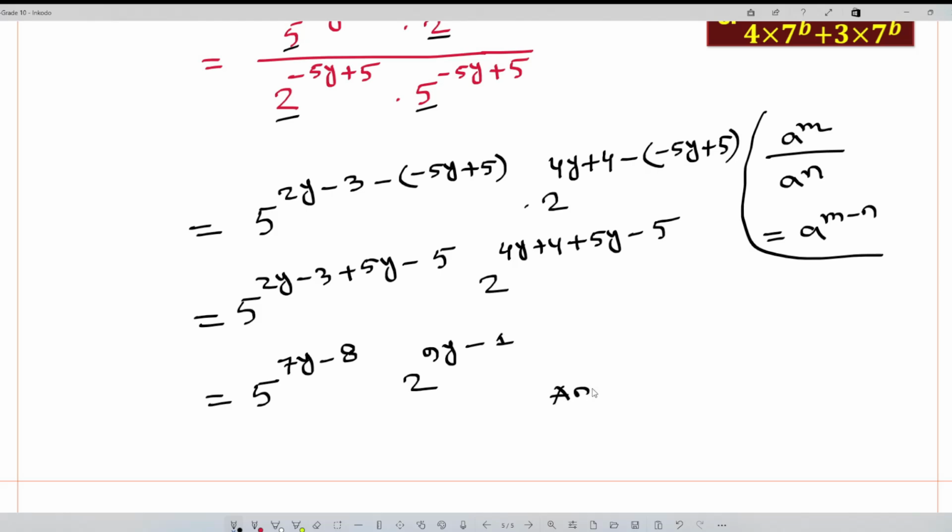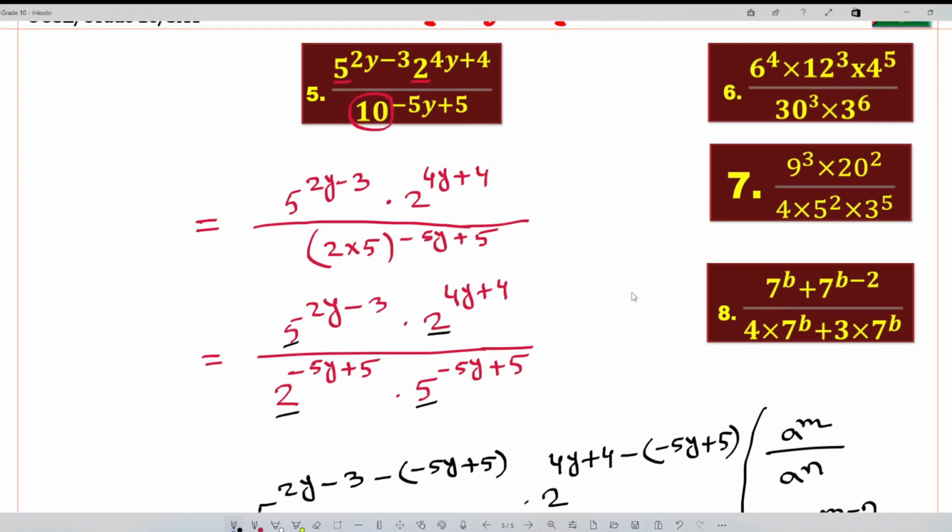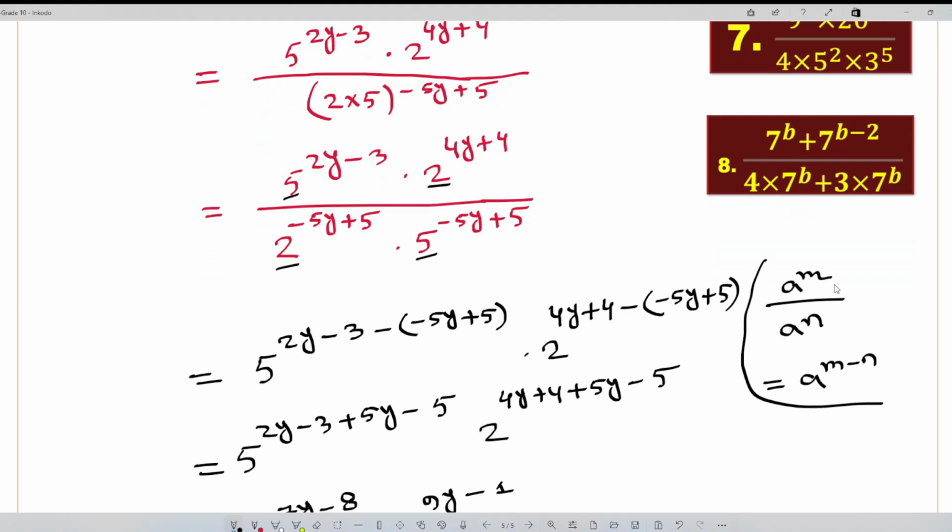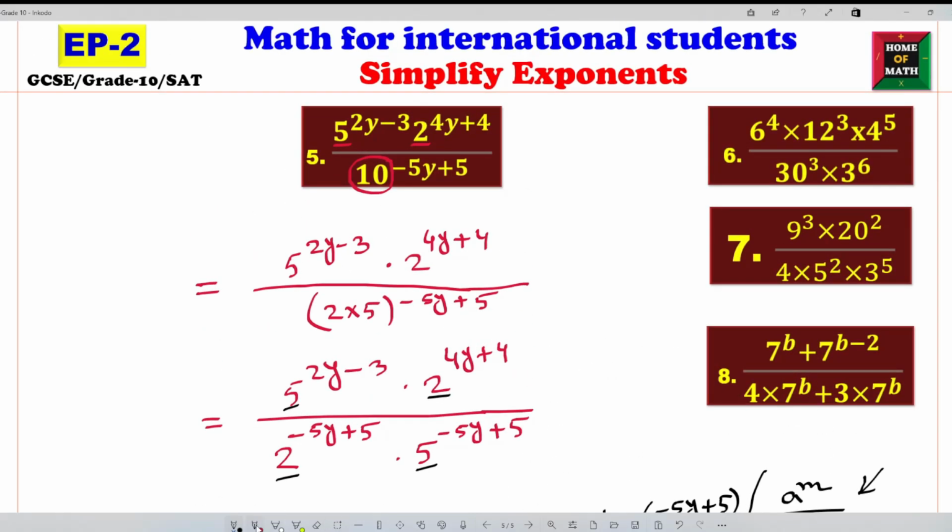This is our answer. It's not hard math, but very important and interesting math. We have to keep concentrated on these kinds of math, and we should memorize this law. Okay, so the first one was number 5, because in the first part we already finished 1 to 4. This is the second part. Now we will start number 6.